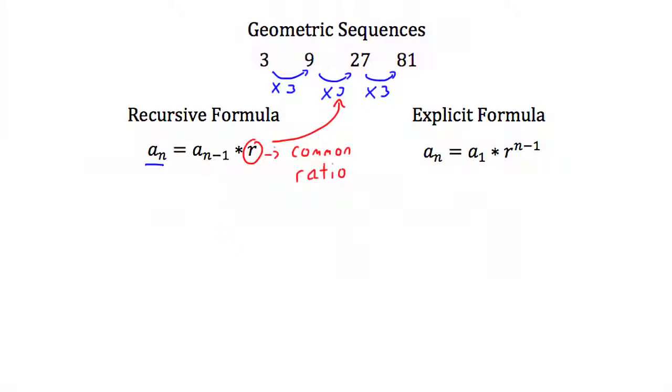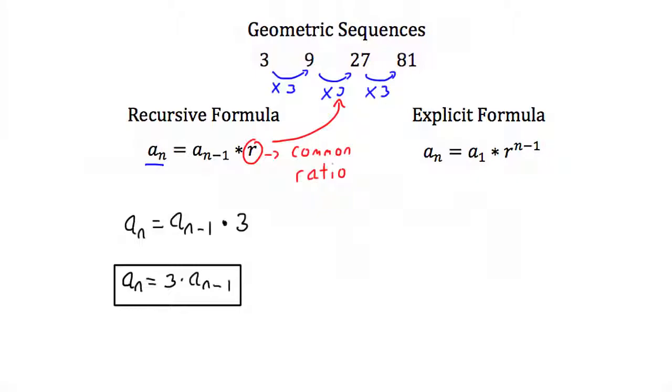So a recursive formula for our geometric sequence is just every term is the previous term multiplied by the common ratio. And the recursive formula for this geometric sequence would be that our nth term is always the previous term, or the n minus 1 term, times our common ratio, which in this case is 3. If you want to simplify this a little bit, our nth term is always 3 times our n minus 1 term.